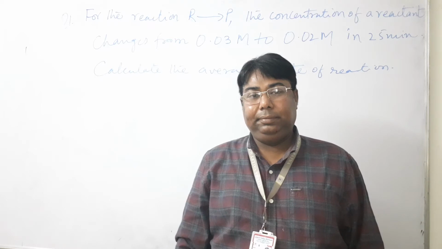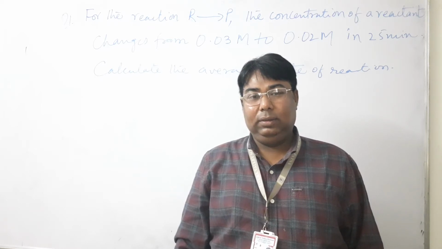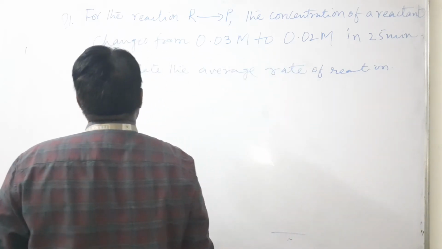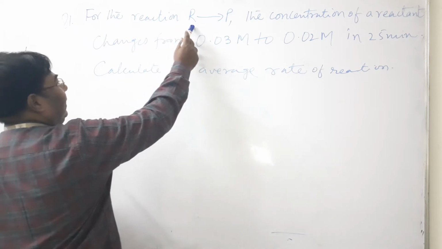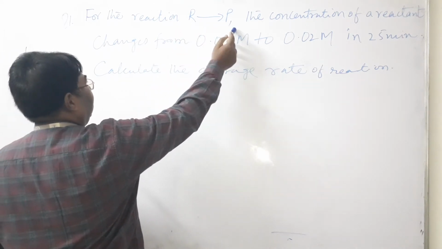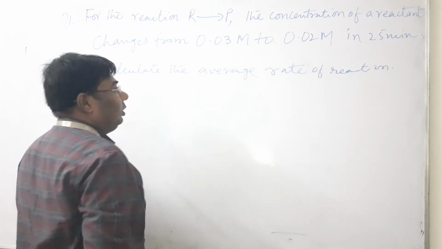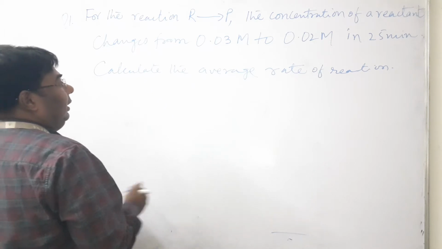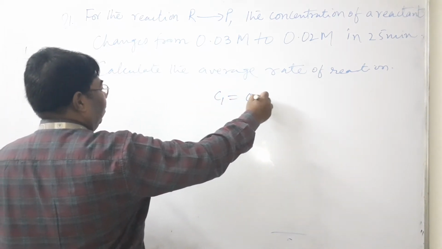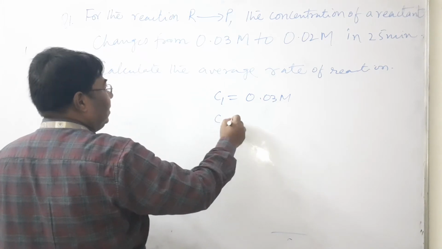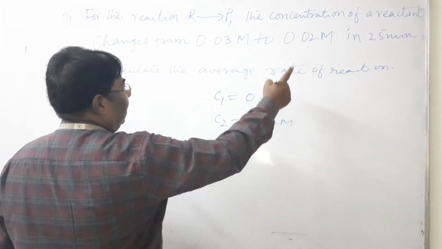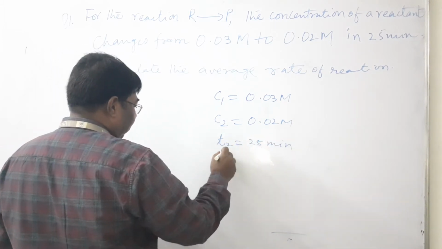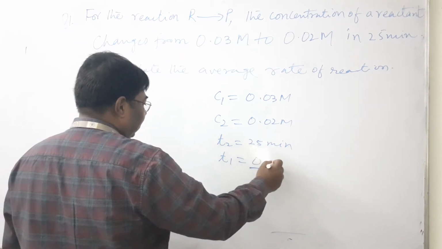Now we try to solve some numericals to find out the average reaction rate. The question is given on the board. For the reaction reactant to product, the concentration of the reactant changes from 0.03 M. That means C1 is 0.03 M and C2 is 0.02 M. The time T2 is 25 minutes, and T1, the starting time, is 0 minutes.